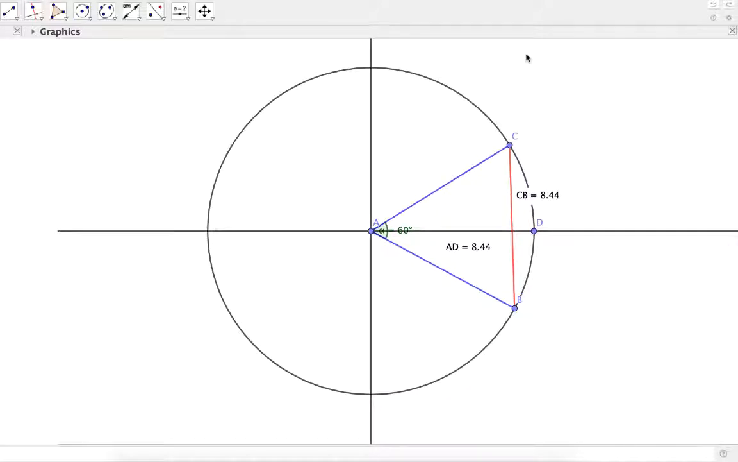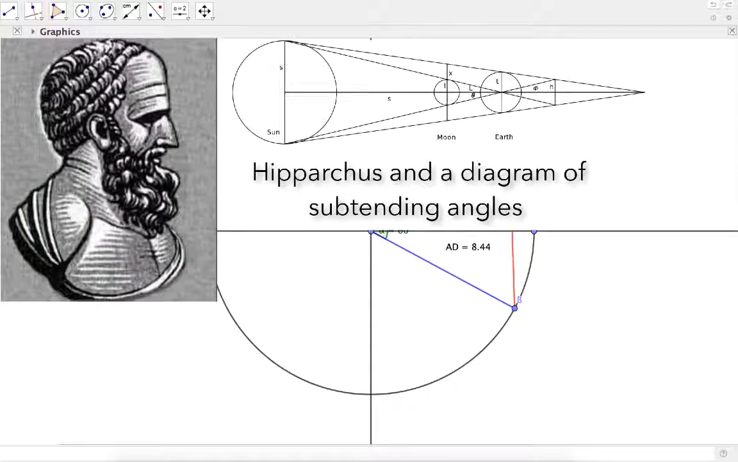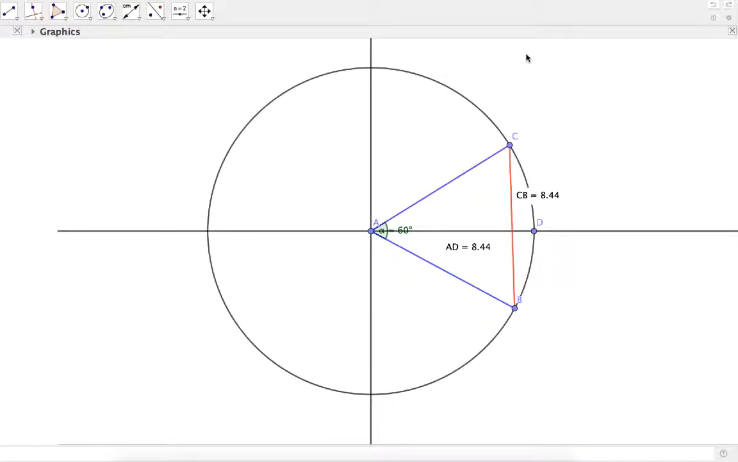Now that we know what a chord is, let's fast forward a couple hundred years to Hipparchus of Nicaea. He lived from about 180 to 125 BC. He was primarily an astronomer, but he was also a geographer and a mathematician. He adopted the Babylonian use of degree measure in his own work of trigonometry.